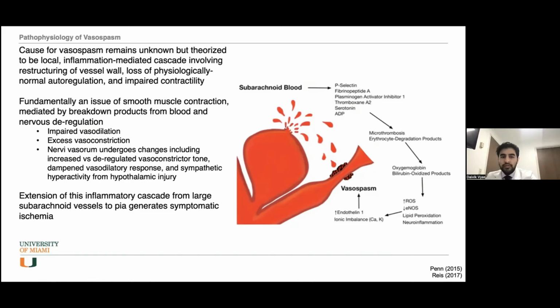The extension of this inflammatory cascade from large subarachnoid vessels to the pia helps generate what is symptomatic ischemia, and can also be a rationale for explaining why patients who have radiographic evidence of spasm in larger vessels may not have delayed cerebral ischemia that's evident clinically.